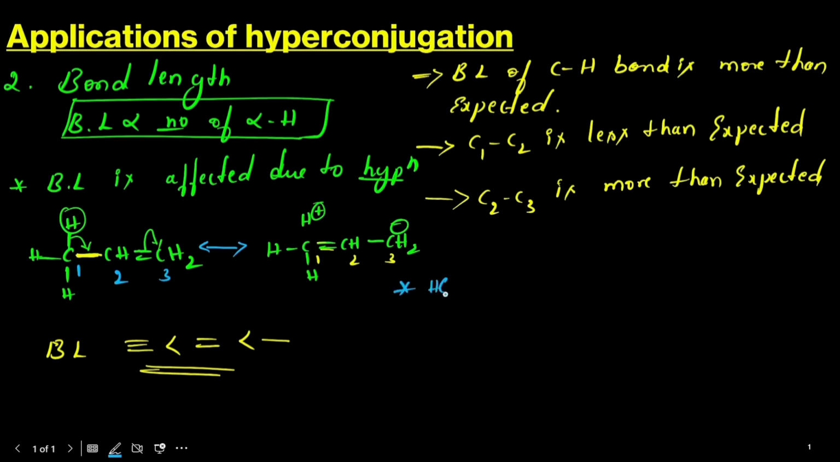Consider CH3 single bond CH double bond CH, CH3. Consider this is A, and B is CH3 double bond CH3 and here CH single bond CH3. So among these two, which is the more stable?